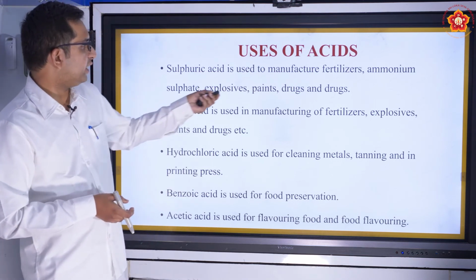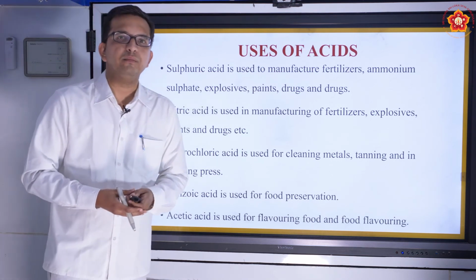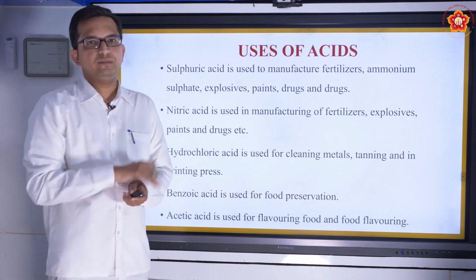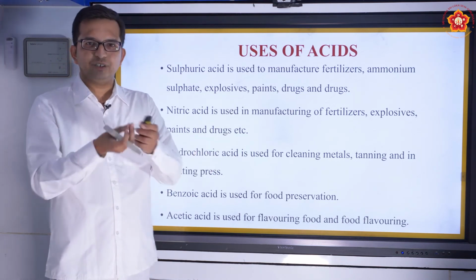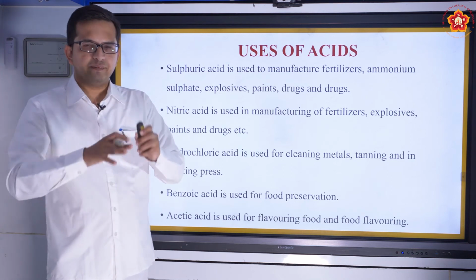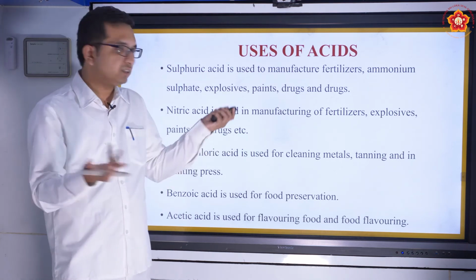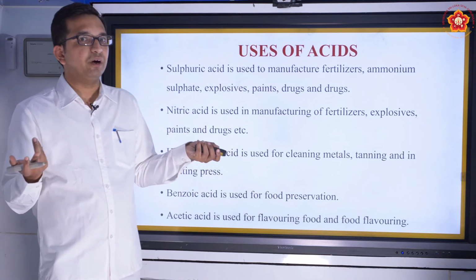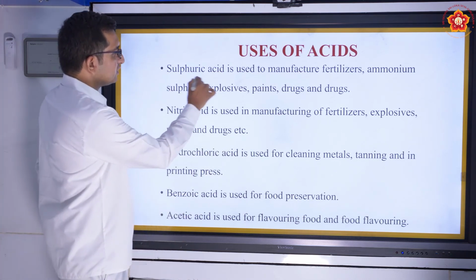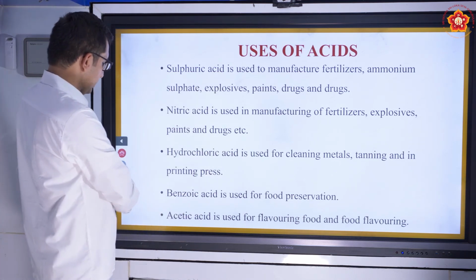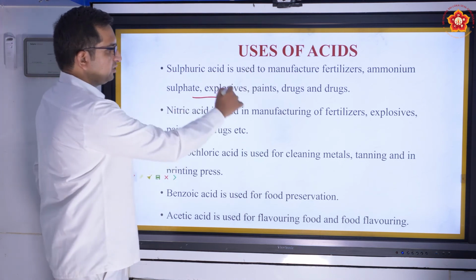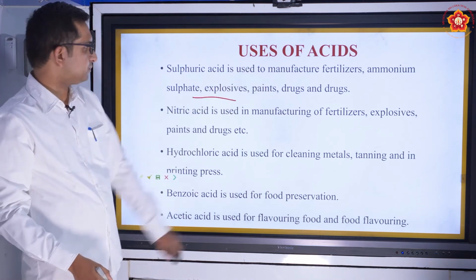Ammonium sulfate, explosives. Nowadays, whenever you want to bring down a building, they use dynamites and then explode it, or even in terrorist activities they use these compounds. So sulfuric acid is one important aspect that we tend to use in various such compounds, paints, drugs.